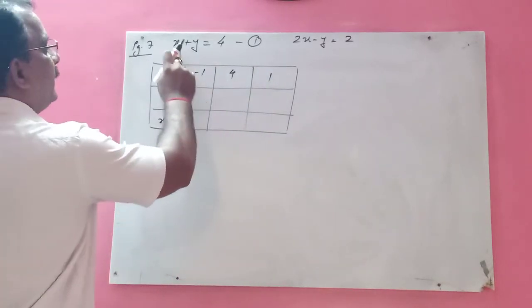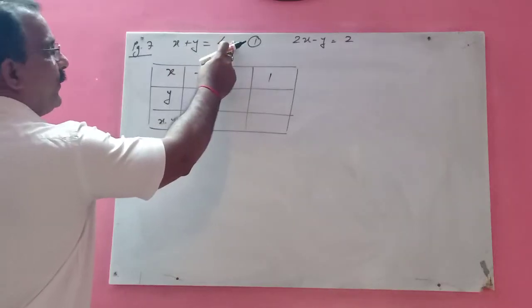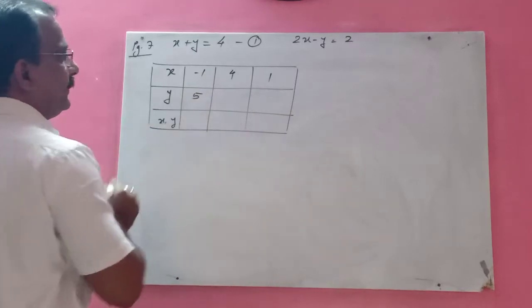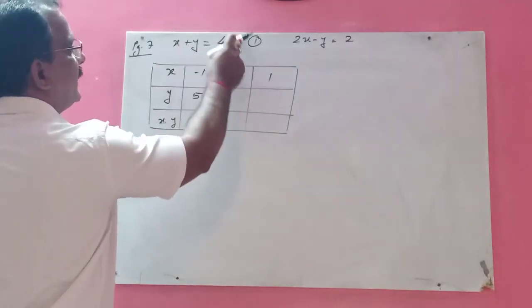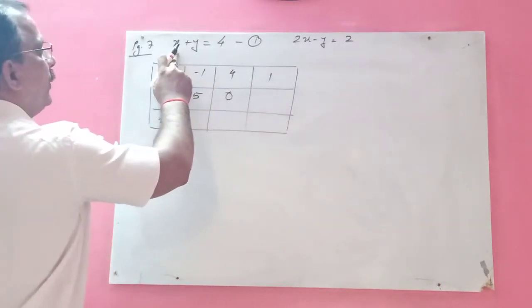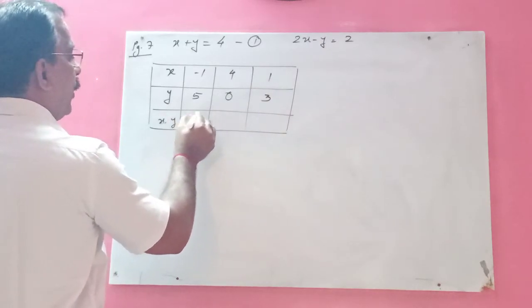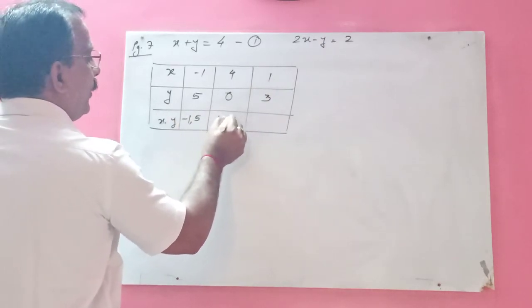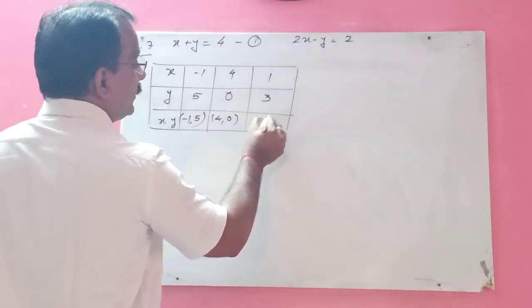Put this value in this equation. So minus 1 plus y. Minus 1, if you take this side, you will get 5. If you take 4 here, take this side, y equal to 0. If you take 1 here, y equal to 3. This is minus 1 comma 5, 4 comma 0 and then 1 comma 3.